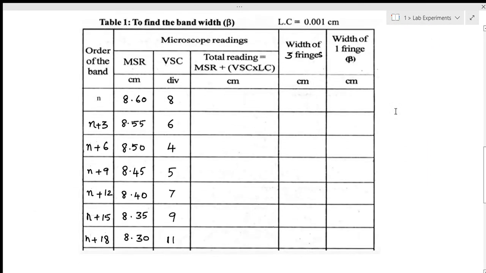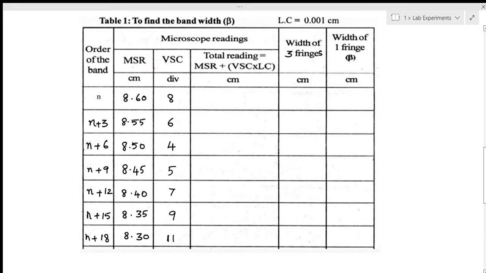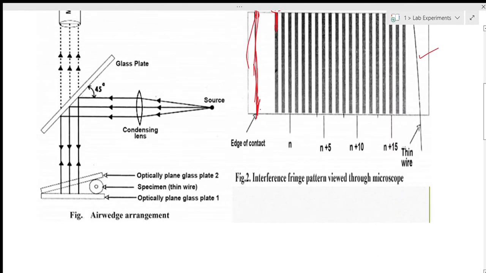Now let us consider these are the sample readings. In the traveling microscope we have taken this reading. Let N be any one fringe. The vertical cross wire is made to coincide with this nth fringe. Any one can be considered as the nth fringe, and the MSR and VSC of the traveling microscope is taken. And then here we have considered this as n plus 1, n plus 2 and this is n plus 3.